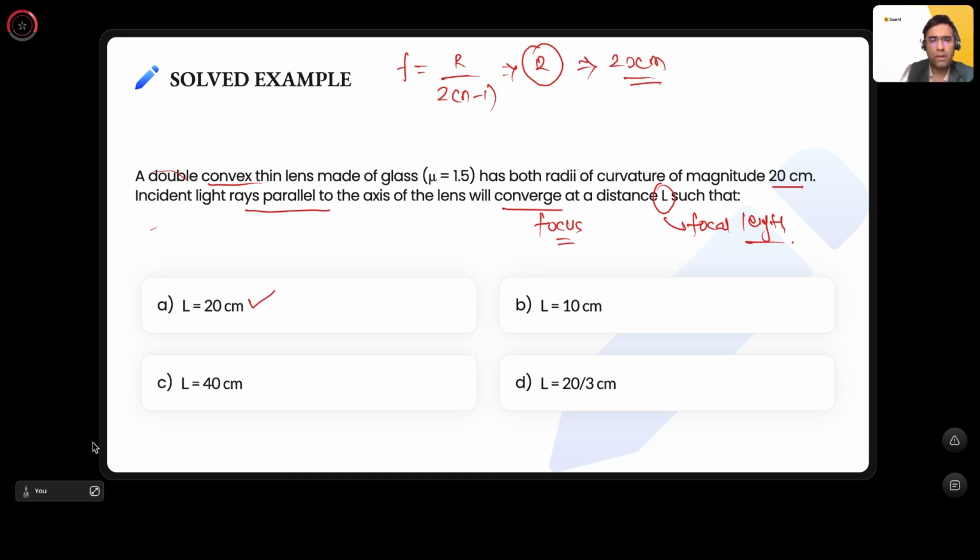Now you have to remember that if you are given a biconvex lens of glass, you can directly write that f will be equal to R. If it is a biconcave lens, the focal length will be minus R. So focal length will be plus minus R for a glass lens which is biconvex or biconcave. For a plano-convex and a plano-concave lens, it will become 2R. The focal length becomes twice the radius of curvature. So moving to the next question.